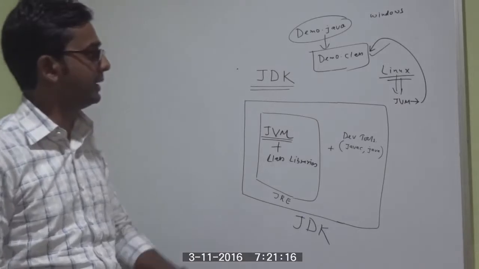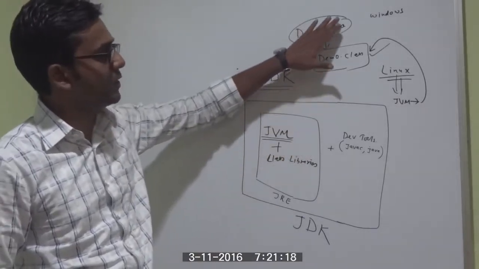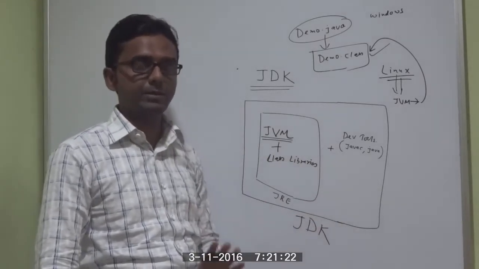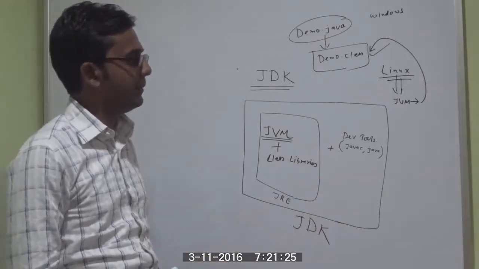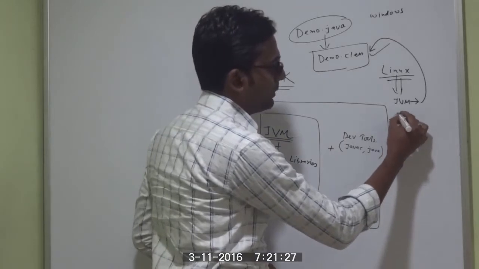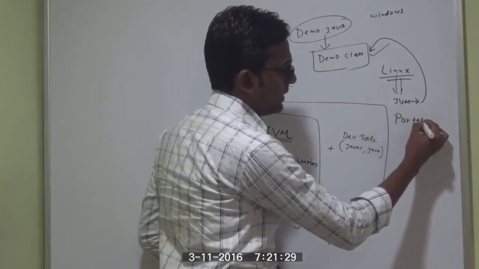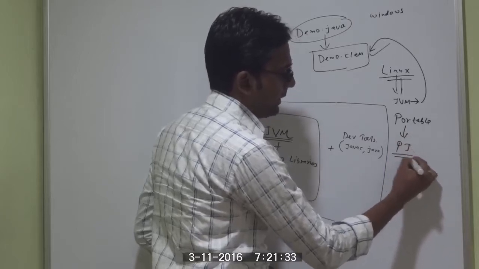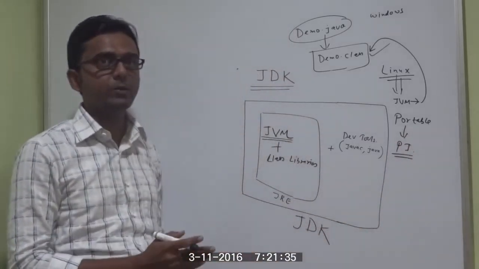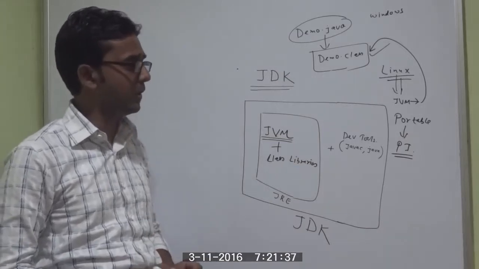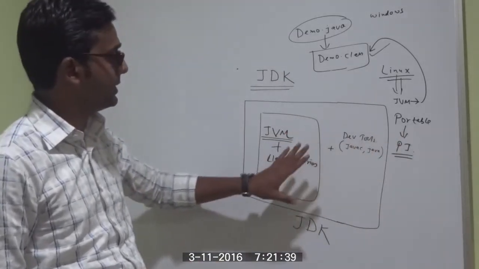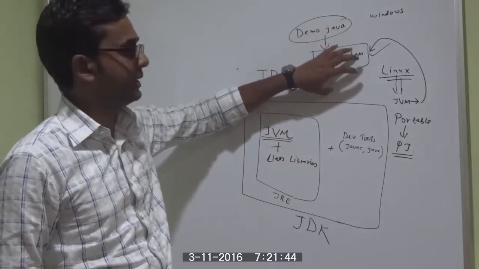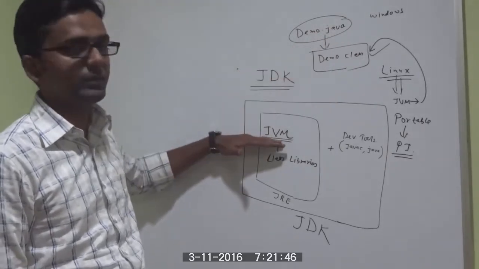This means I can compile the program in the Windows operating system and I can execute this program in any other operating system. This is why the Java programming language is portable in nature. Portable in nature means it is platform independent. Compile it anywhere, execute it anywhere. What is the reason for portability? The only reason is the bytecode which is generated after compilation, it is executed by JVM.